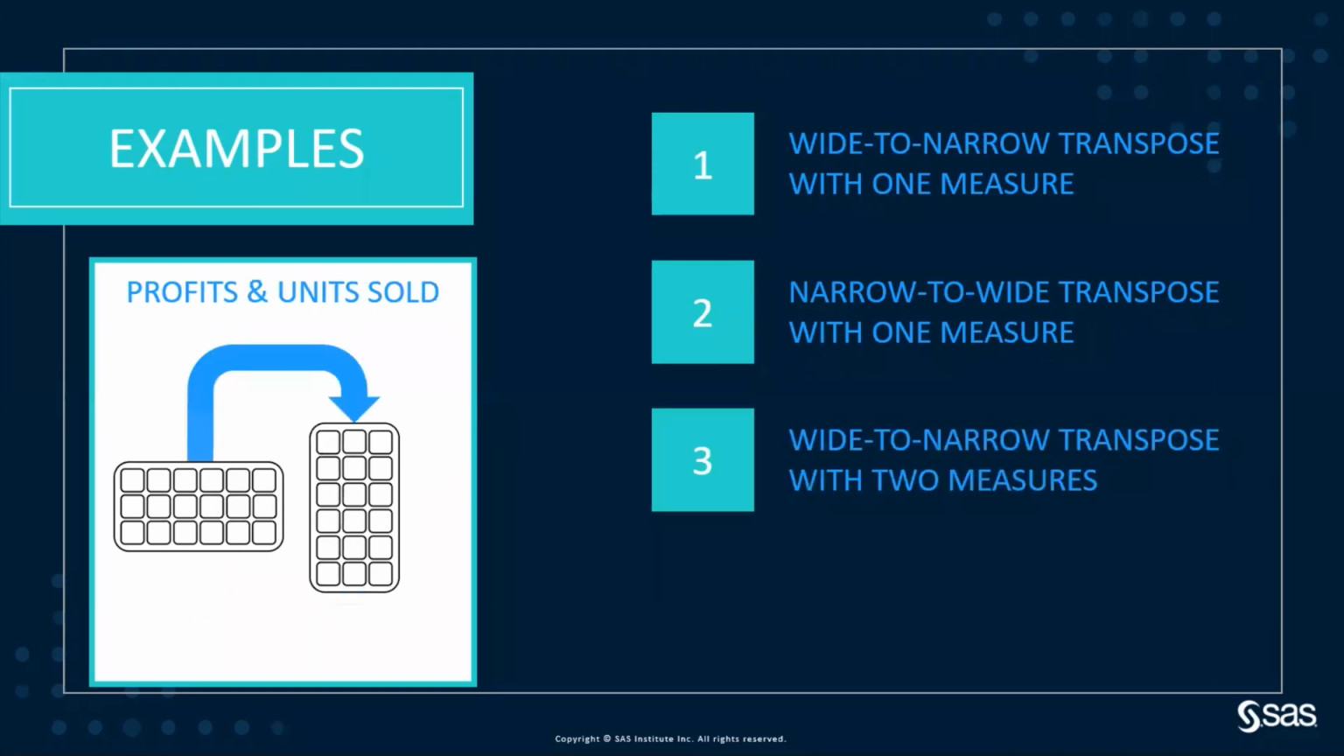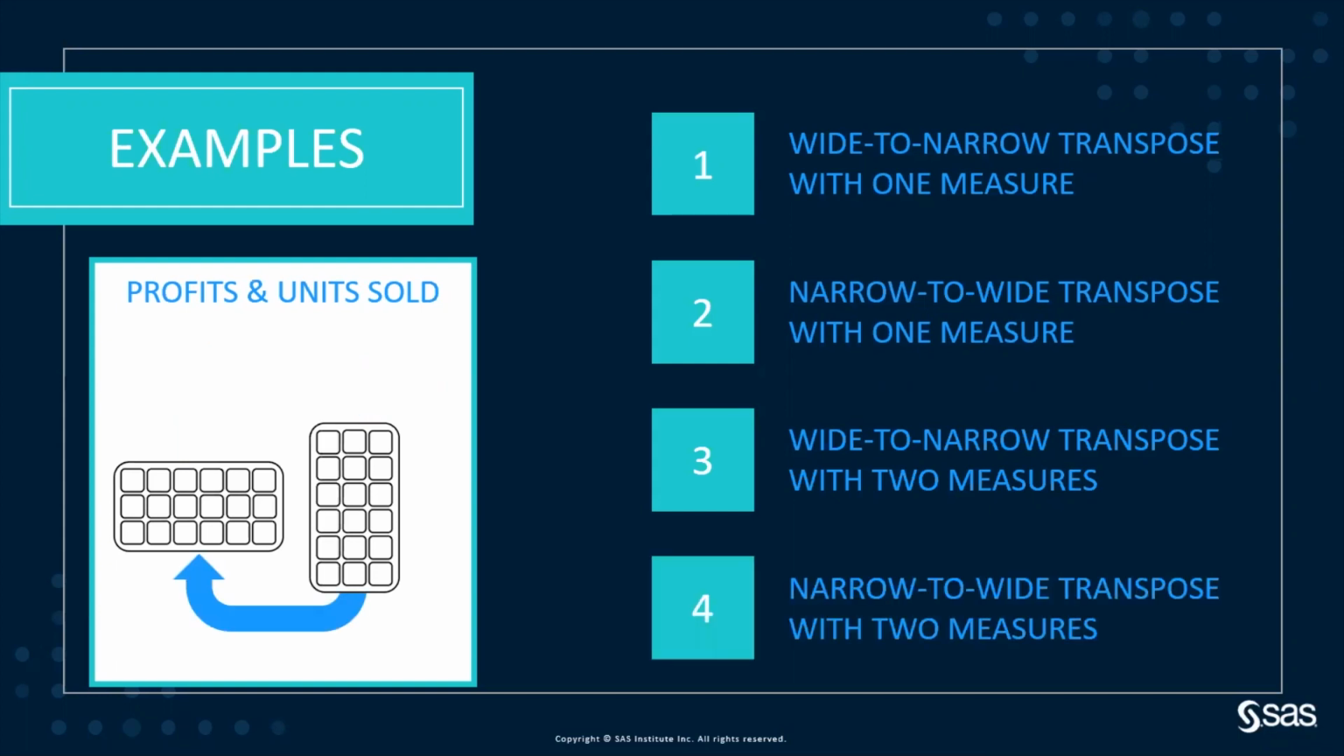Now, things get a little more complicated when we get to example 3. This time, we are performing our wide to narrow transpose with both measures, profits and units sold. And finally, in example 4, we will see the narrow to wide transpose once again using both measures.